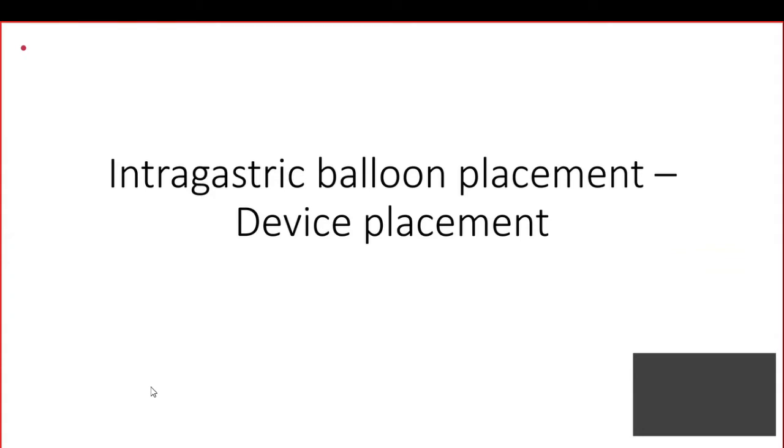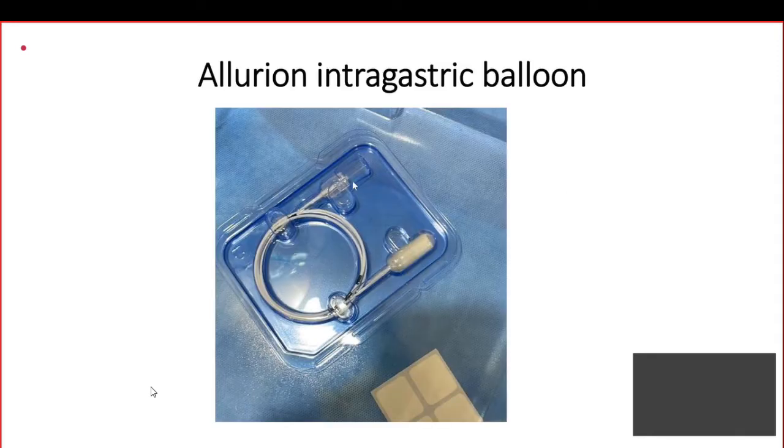Coming to the device placement, it is very easy. The entire procedure takes around 10 minutes. This is how the balloon looks. This is a capsule with an attached catheter of around 100 centimeters length. The capsule is only 2 inches long and can be swallowed. Not exactly easily, but with patient cooperation, swallowing this capsule is not very difficult.